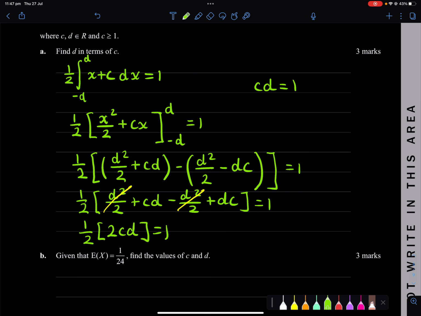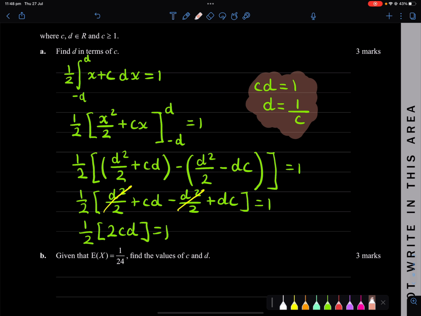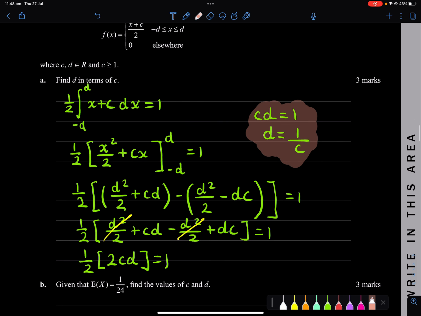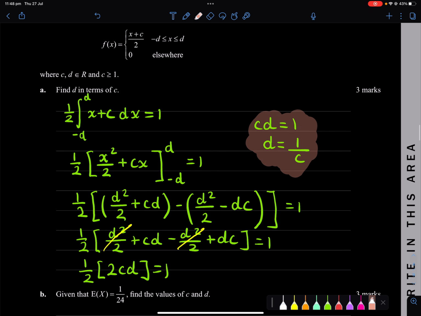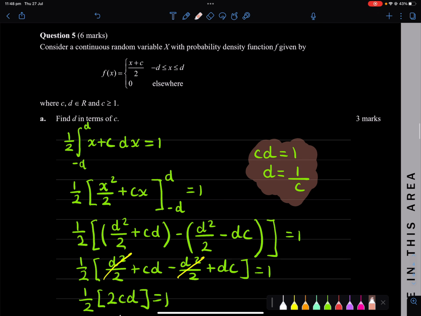So we want to find D in terms of C. So therefore D is 1 over C. That is your answer for that. Perfect. Hope that's right. 3 marks. Okay. Is that right? C is greater than 1.